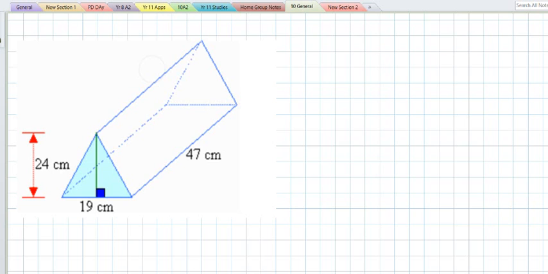Finding its volume, we use exactly the same equation. So our volume is equal to the area of our base times our height. However, here, which side is the base, Braylon? The base is underneath. Underneath, so this one here.